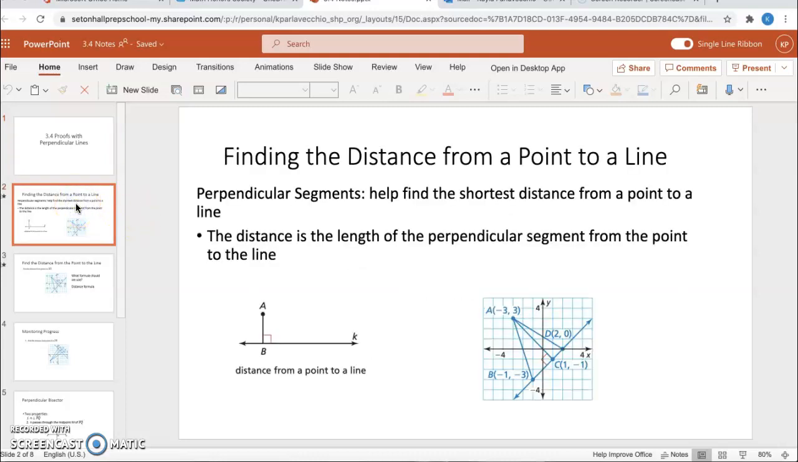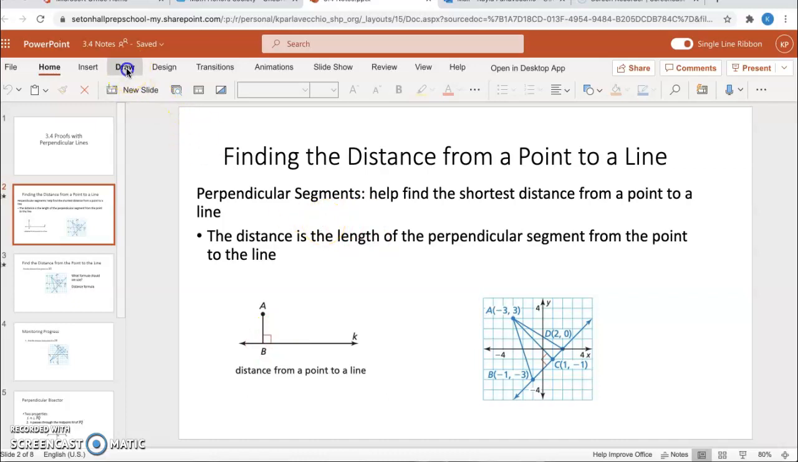So, one of those things we're going to look at is finding the distance from a point to a designated line. Perpendicular segments are actually the shortest distance you can get to attach that point to the line. And we want to find the distance or the length of that perpendicular segment that would connect the point to the line. So I have an example here of just any random point A connected to the line K. And the shortest distance would be from A down to B. And notice it makes a perpendicular intersection point.